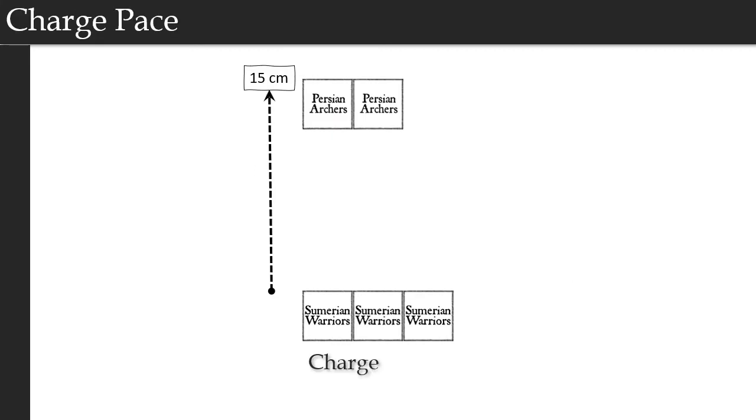So the final pace we have available is the charge pace, and this is the fastest pace available. And there are some pros and cons to moving at a charge pace. Now, the benefit is that if you move into hand combat against a smaller enemy unit, you may cause that enemy to flee the field. So this is a shock tactic.